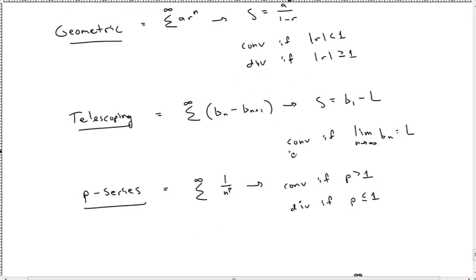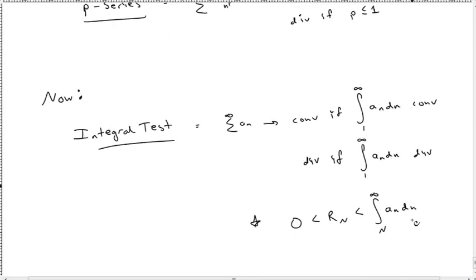P-series is another one that we've already seen. Again, at the bottom right here, we're looking at its power. If it's greater than 1, you're good to go. I'm serious, 1.01 will work, but 1.00 is not going to work, okay? Anything 1 or less will diverge, okay? Cool. So, integral test. I already wrote it.